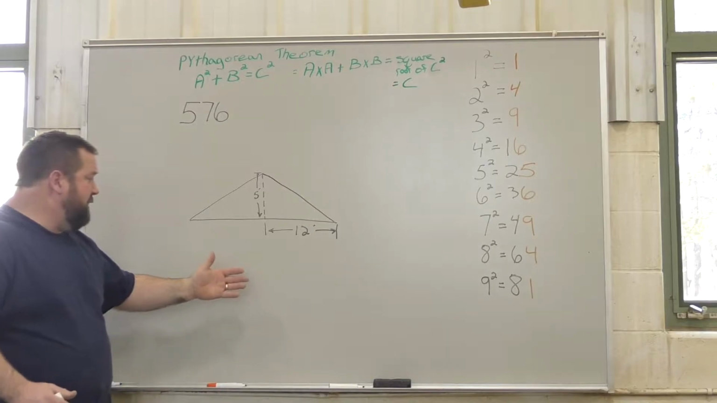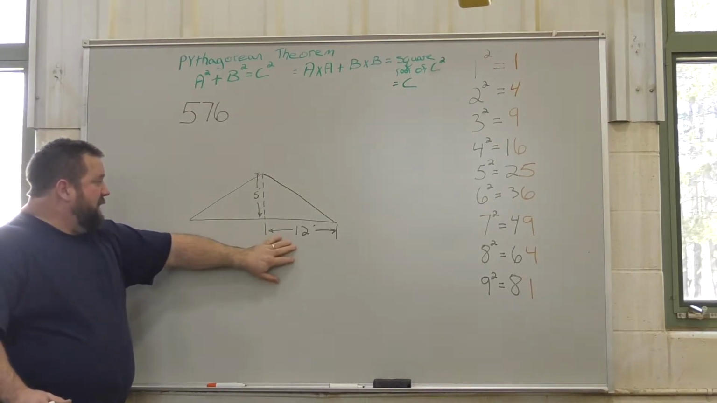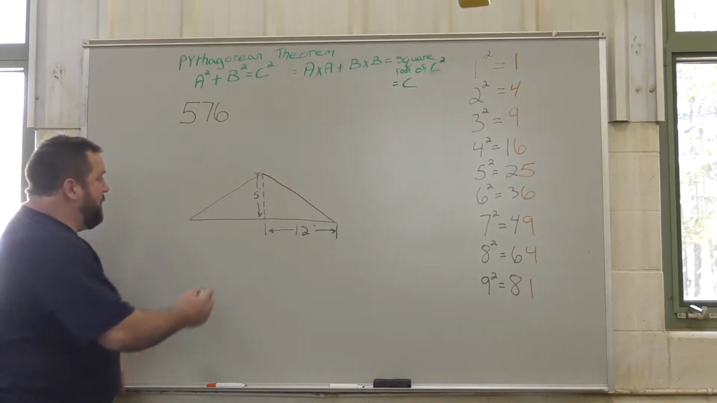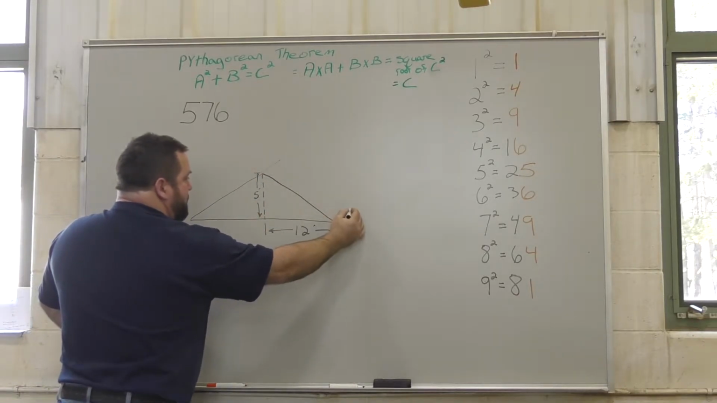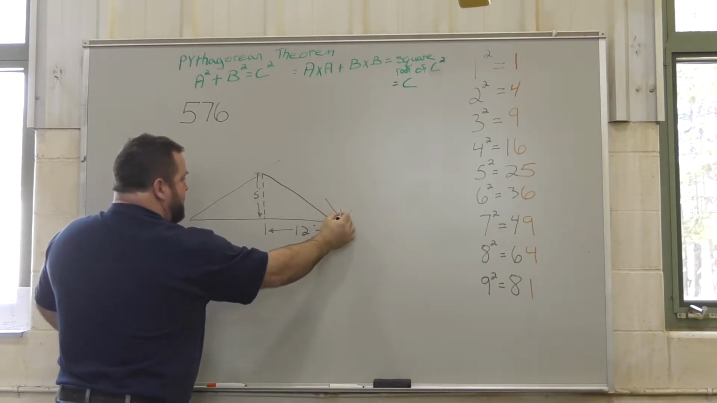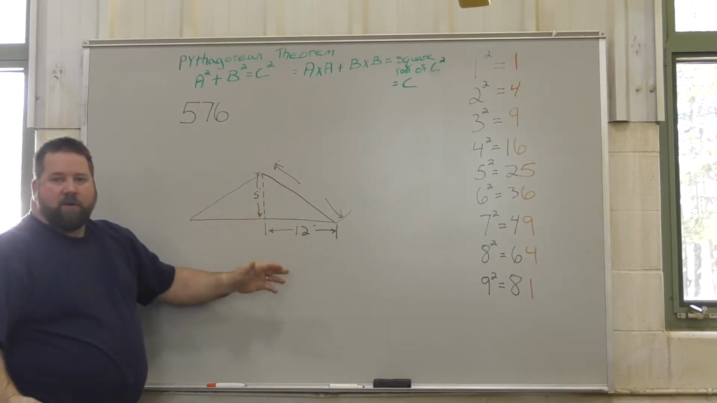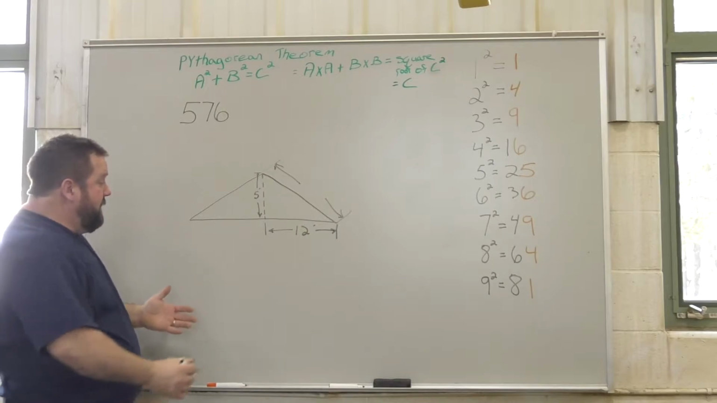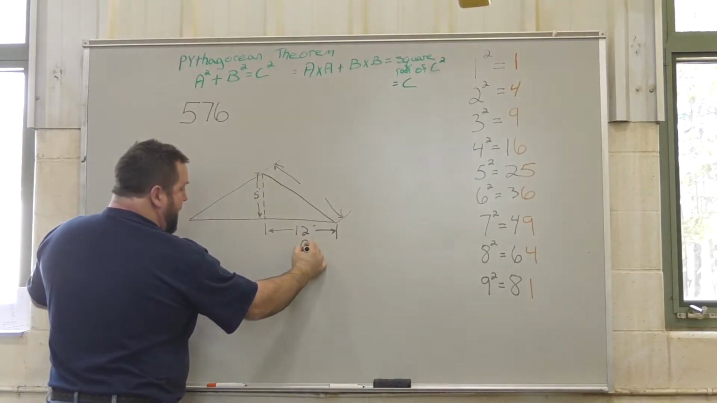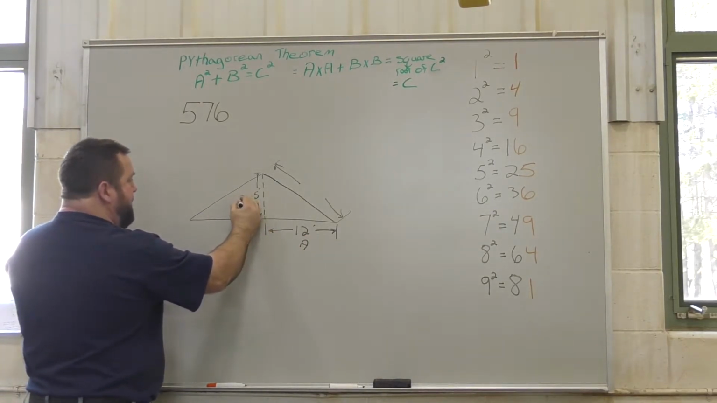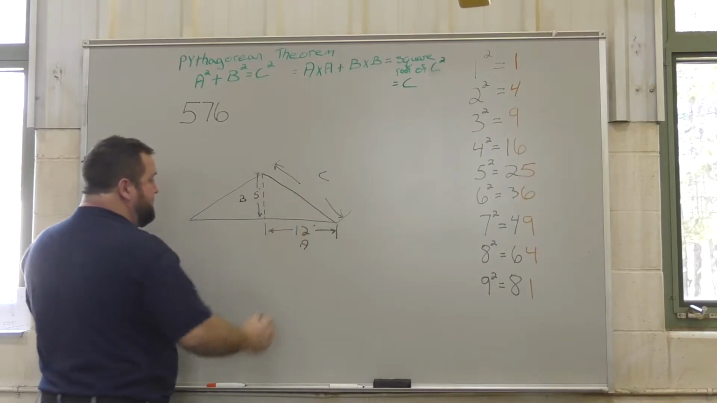So we would use the Pythagorean theorem if we're trying to find this length here. We're wondering, what is this length? And to do that, we would use the Pythagorean theorem. Let's call this a. We'll call this b, and we'll call this c.